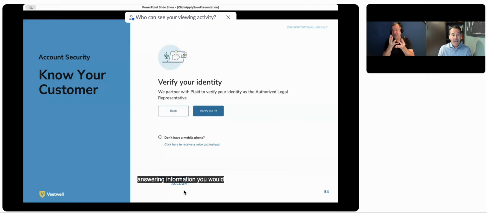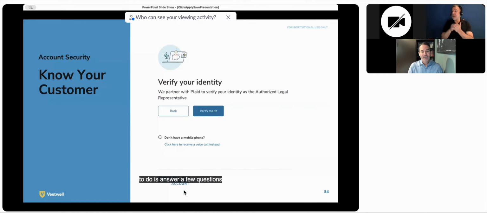You're just answering information you would expect to be answering. We use a system called Plaid. It's a third-party system that we use that's safe, secure, and it just makes sure that that person is who they are. And all they have to do is just answer a few questions about themselves. So we can go to the next slide.